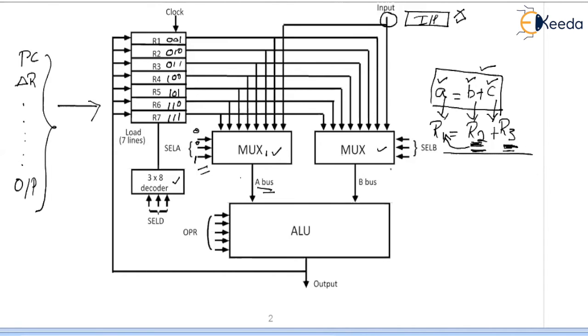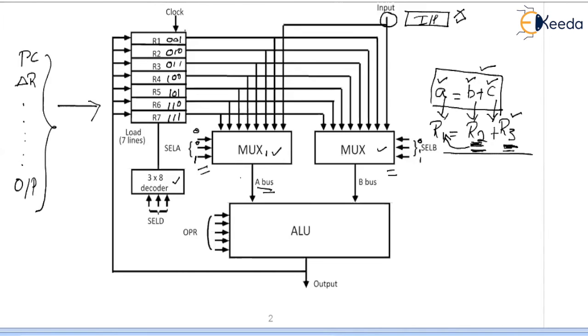Then the multiplexer 2 is going to select the second source register, that is R3. In order to select R3, what is the combination here? R3 is equal to 011. These selection B inputs must be equal to 011. When it is 011, what will happen?